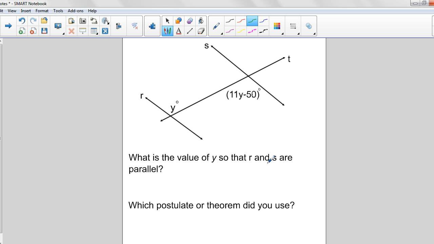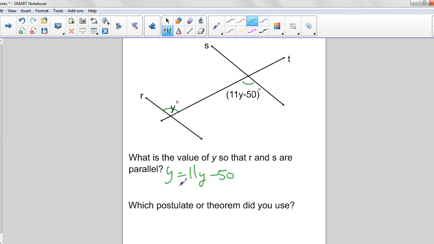What is the value of y so that R and S are parallel? Take a second and try to figure this one out. Pause it if you need to. What kind of angles are these? This one and this one. Think to yourself, what are they? Hopefully you realize that they're alternate interior angles. So if they're alternate interior angles, they need to be congruent for this to be true. So we have to have y equaling 11y minus 50. These two things need to be equal to each other.